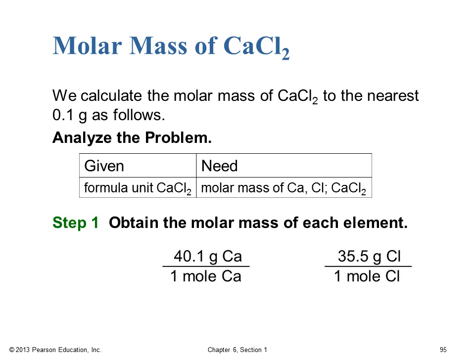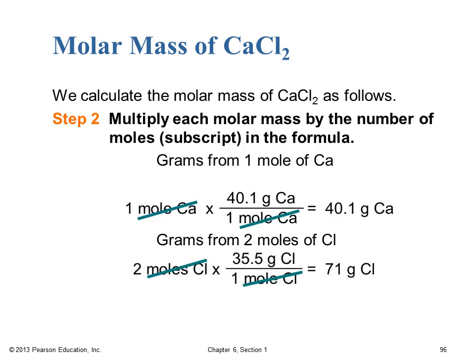We have CaCl2, so that means we have 1 calcium and 2 chlorines. We want to first obtain the molar mass of each element. Looking on the periodic table, we find that calcium has a molar mass of 40.1 grams per mole, and chlorine has a molar mass of 35.5 grams per mole. In CaCl2, you have 1 mole of calcium, so we just multiply 1 mole of calcium by 40.1 grams per mole, and we get 40.1 grams of calcium.